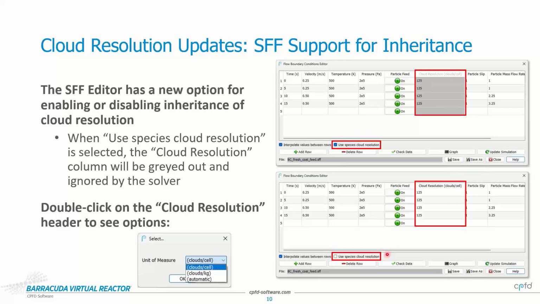When the Use Species Cloud Resolution checkbox is checked, the cloud resolution column will be grayed out and ignored by the solver. Note that if the cloud resolution column is used in the SFF file, the header can be double-clicked and the basis used for cloud resolution can be changed. The default basis is clouds per cell, but you can also choose clouds per kilogram or automatic slider bar levels 1 through 5.